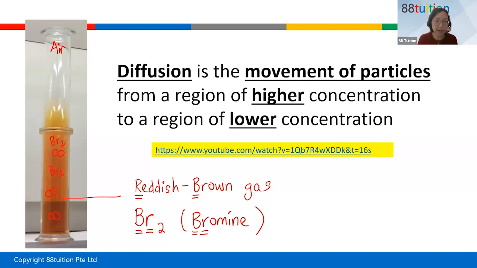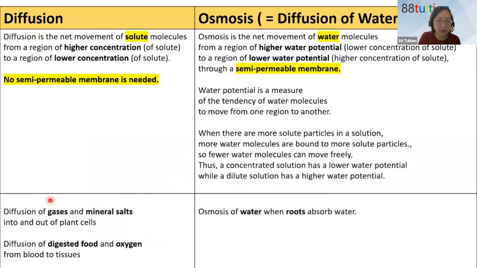Okay, so this slide is important. I want everybody to remember the color of bromine. You need it in set 3 and set 4. So reddish brown, and I have already given you a memory aid: R is reddish, B is brown. So reddish brown bromine. Okay, now the difference between diffusion and osmosis.